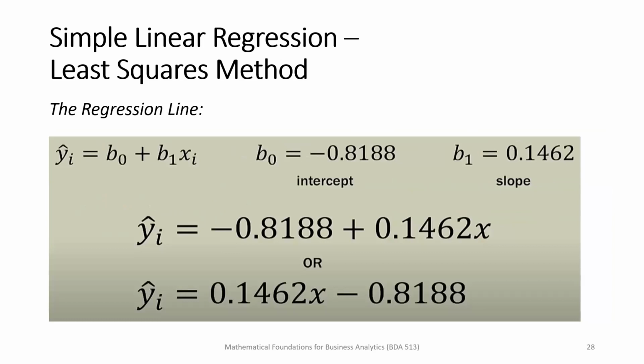So when we plug in all this, we get the equation of negative 0.8188 plus 0.1462x. Based upon this, for every given value of x, we can predict y. We just have to plug in the value where we have the x and then calculate everything.